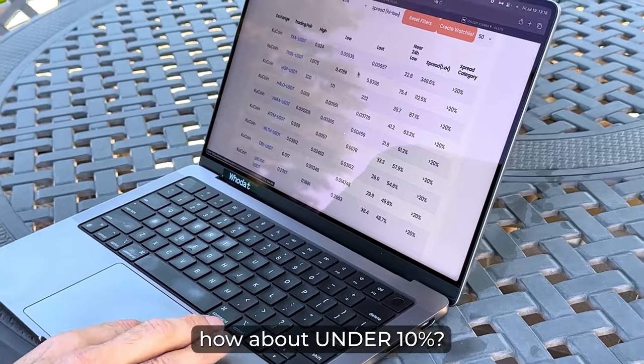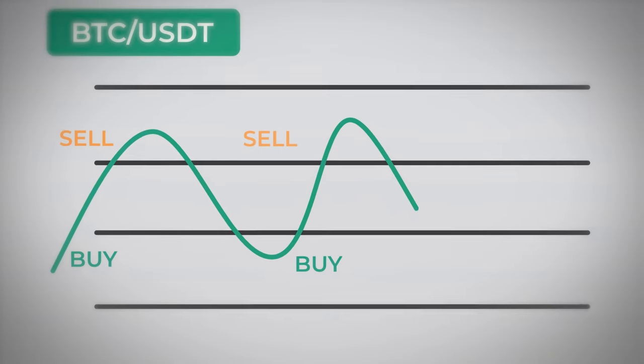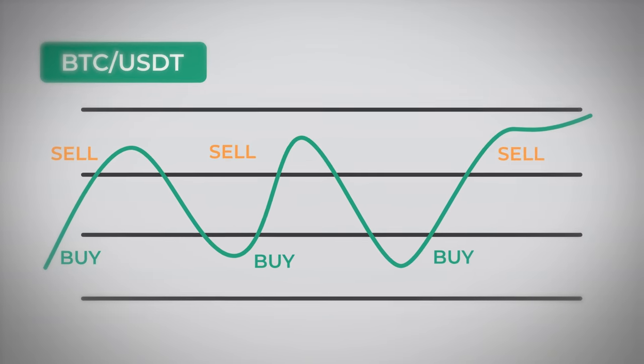How about under 10%? The spread category being below 10 is good for identifying possible gridbot candidates, but we're not at that point in the market at all. Gridbots are really good for when we've topped out or we've bottomed out and we're just gonna be grinding sideways. This is the update.